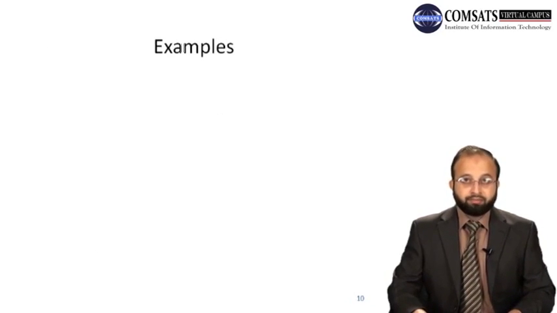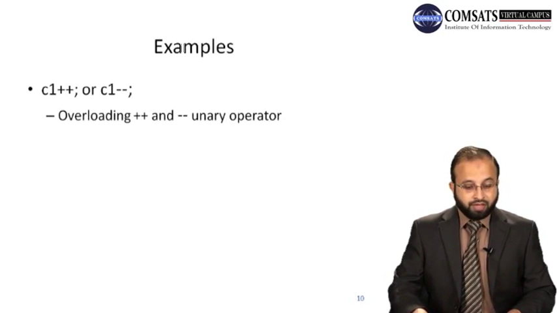Now let's come to the example. Now C++ or C++. So this can be achieved by overloading the plus plus and minus minus unary operators. Let's assume that C1 is an object of the counter class, and if you want to perform C1 plus plus, or if you want to perform C1 minus minus, then you have to overload the plus plus and minus minus unary operators in the counter class.